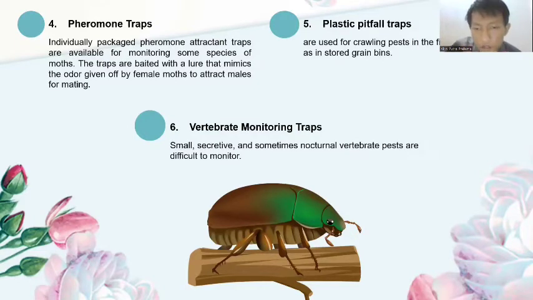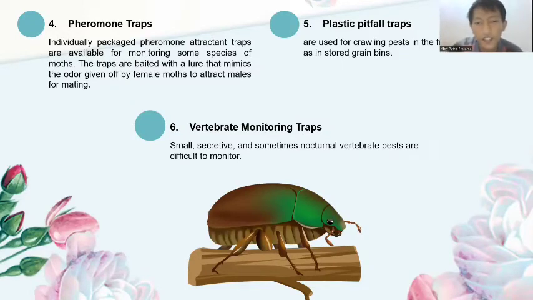Orchard growers use traps to time codling moth sprays so that they are used when most eggs are hatching into caterpillars. The fifth is plastic pitfall traps, which are used for crawling pests in the field as well as in stored grain bins. The species and number of insects found in a trap should be recorded and charted so that change in population size can be easily noticed.